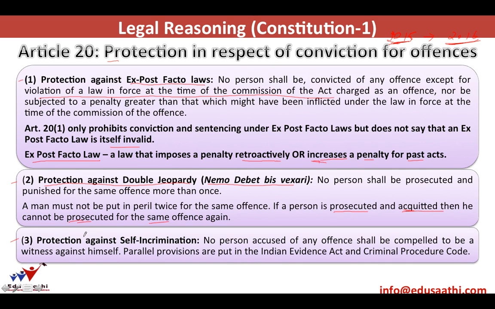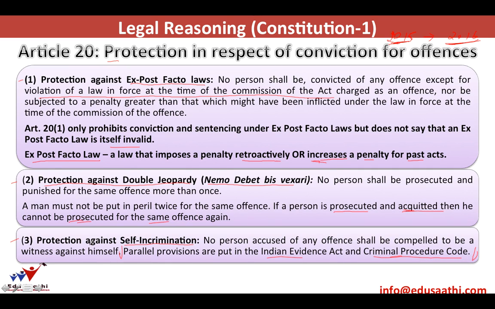Last is clause 3, which says protection against self-incrimination. Self-incrimination is giving witness against himself. So no person accused of any offence shall be compelled to be a witness against himself. Parallel provisions must be put in the Indian Evidence Act and Criminal Procedure Code. The protection given under Article 20 Clause 3 says that you cannot be asked to give evidence against yourself. If you are forced to give that evidence or statement, that would be invalid. So this line says that similar provisions should be given under the Indian Evidence Act and the Criminal Procedure Codes also.